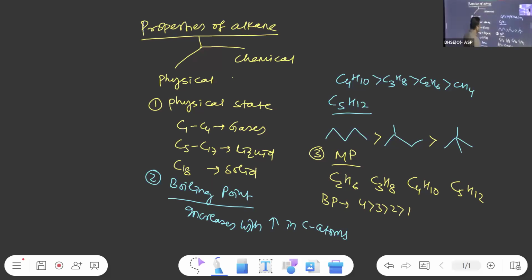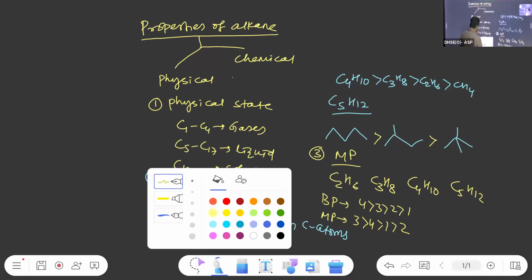So the melting point order. For these 4, the order is 3 greater than 4, 2 greater than 3, then 1 greater than 2.